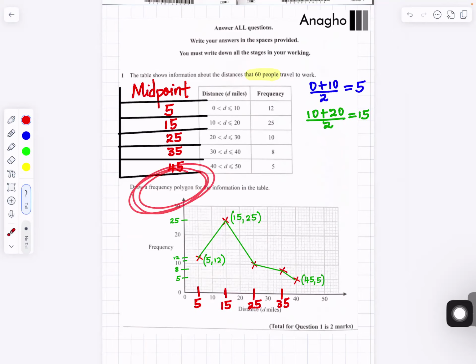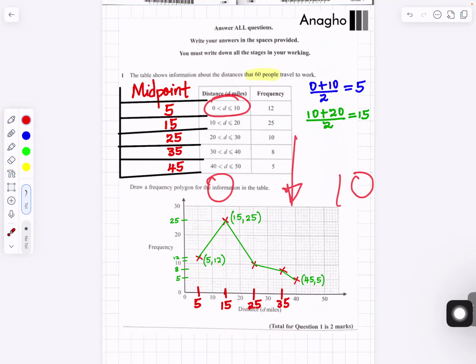Frequency polygon. Frequency goes on the y-axis and the distance on the x-axis. So the distance between 0 and 10 miles, there were 12 people. But we have to choose one number. What number do we choose between 0 and 10? The best thing is to choose a number in the middle. So we'll do 0 plus 10 divided by 2, which is 5. So we choose 5 for the midpoint for the first one.